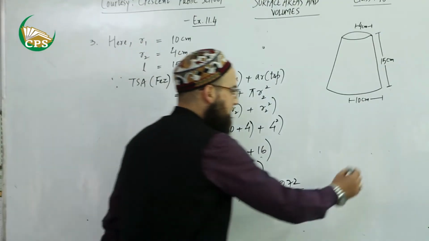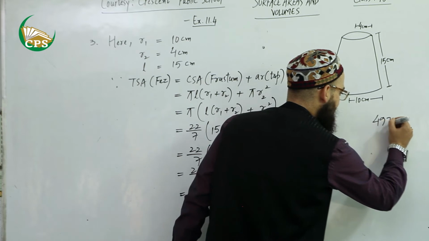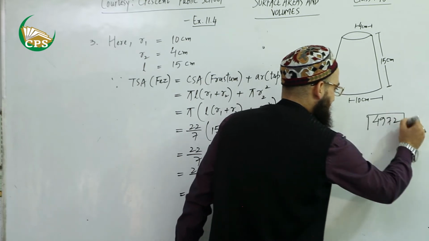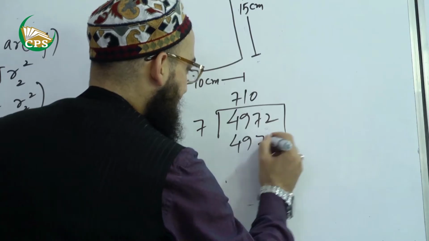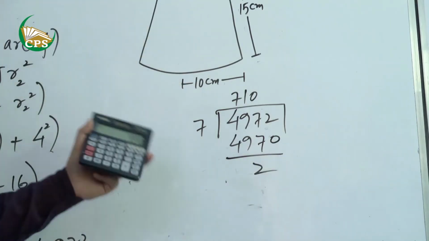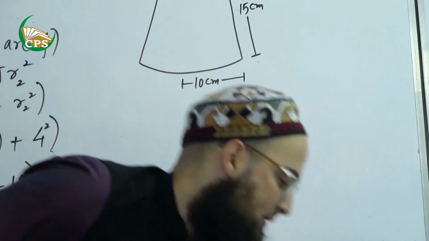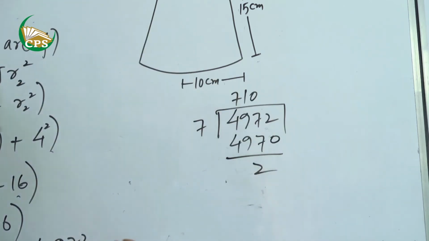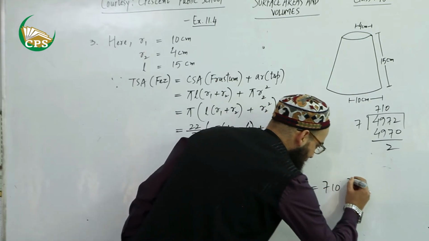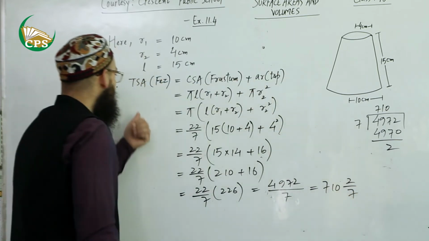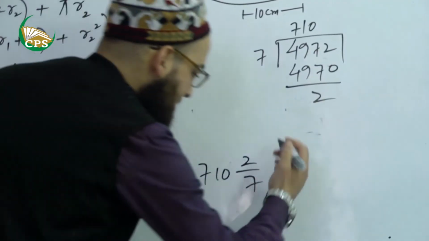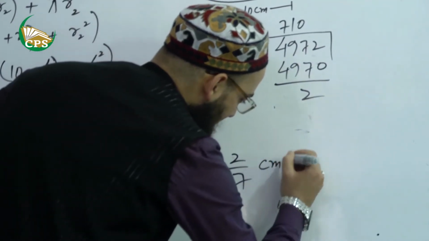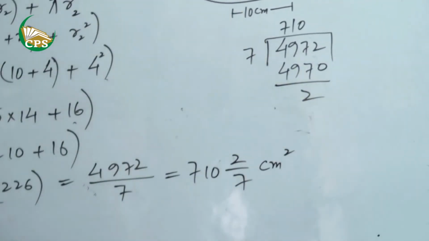Now let us have the division for this. 4972 divided by 7. So you got 7 sevens, so you got 2. Now 710, 2 by 7. Now it's a total surface area. It must be in square units. So 710, 2 by 7 square centimeter.